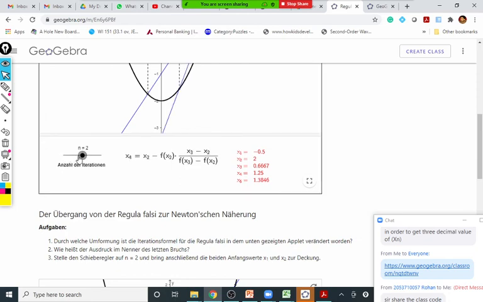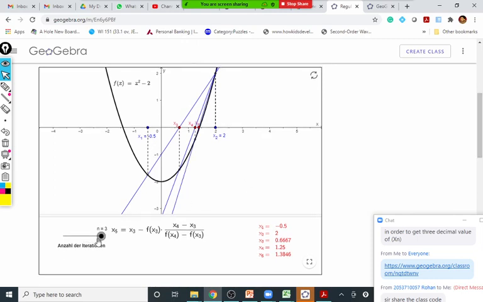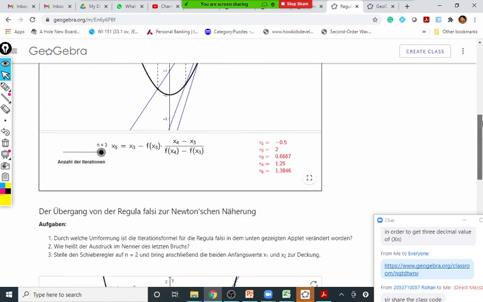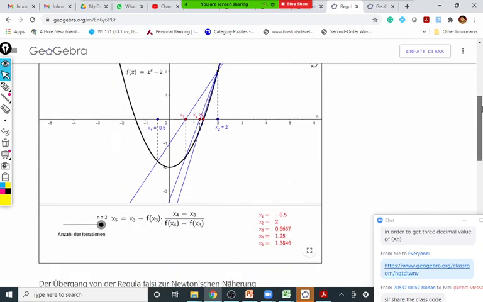So for the number of iterations, you can check how many n's there are, and you will observe that every time, x3, x4, x5, you are moving toward the exact root, which is somewhere here. Okay, that way. What I will do is check. There is another way then.